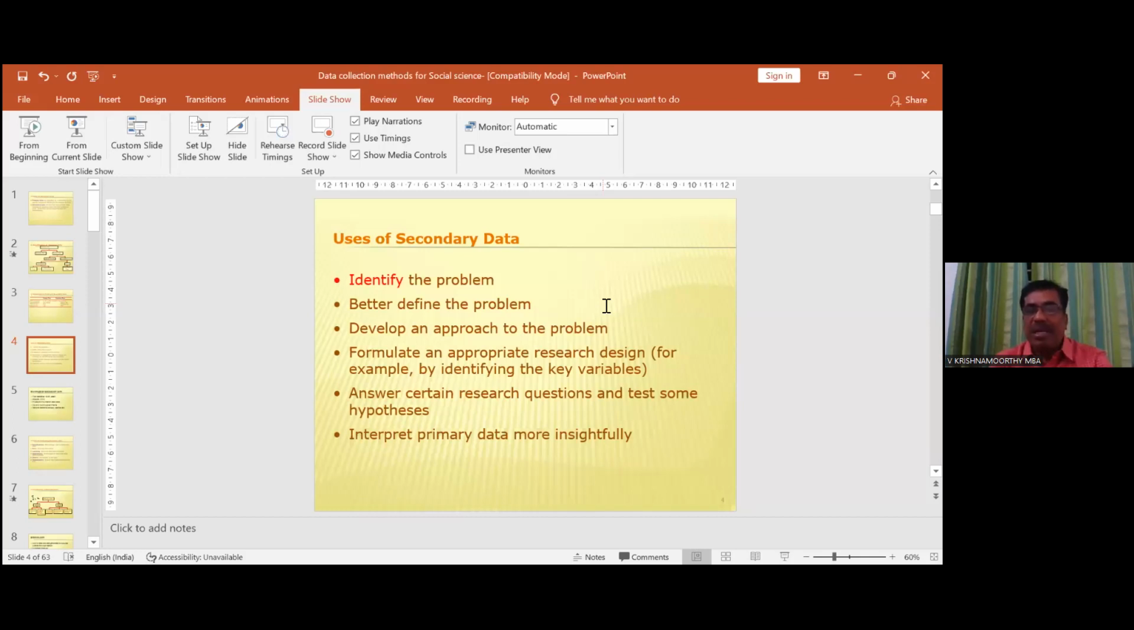With the help of secondary data, what you can do is you can identify the key variable. That is, key variable means you can identify independent variable. You can also identify dependent variable.